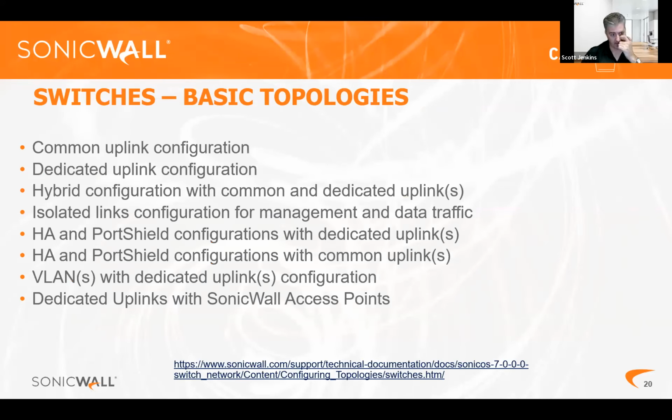Of course, the hybrid between common and dedicated could certainly be done. So if you had a 10 gig uplink from a firewall but needed to do DMZ or IoT, guest wireless, those kind of things with dedicated uplinks, you can certainly do that. Isolated links, of course, you can always have a layer 2 network or a zone for maintenance, where you don't have to have a gateway to come across.